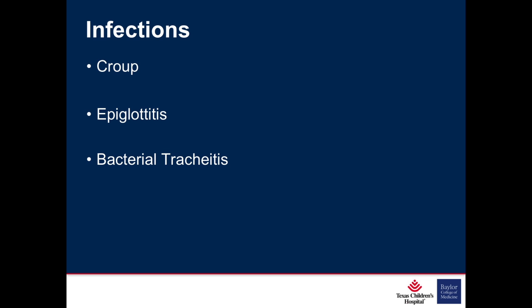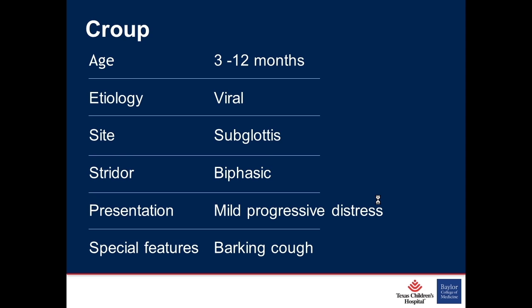Now I'm going on to infectious causes. The most common cause is croup, but epiglottitis and bacterial tracheitis are more rare extensions of this disease. So croup is the most common of these infectious causes. The age group is 3 to 12 months of age. Etiology is usually viral. Usually it's the parainfluenza virus. And the area of the disorder is in the subglottic area, where you have swelling of the subglottis.